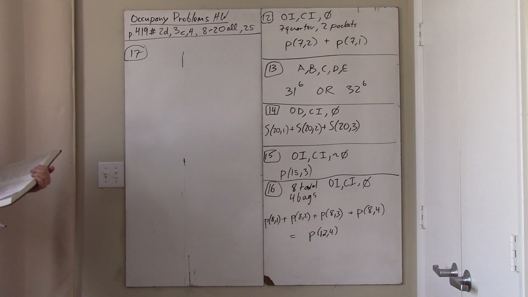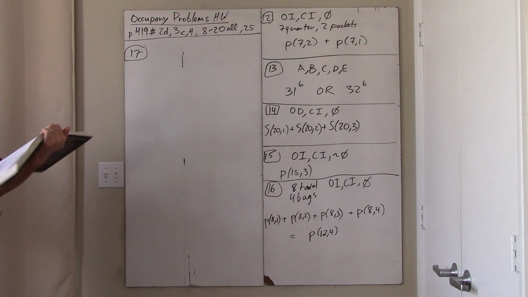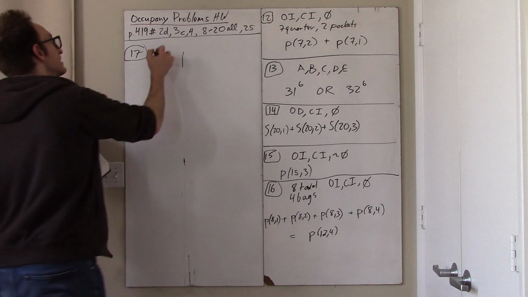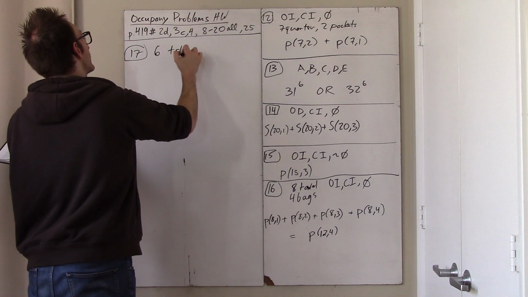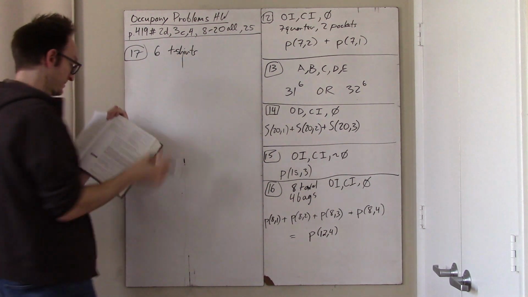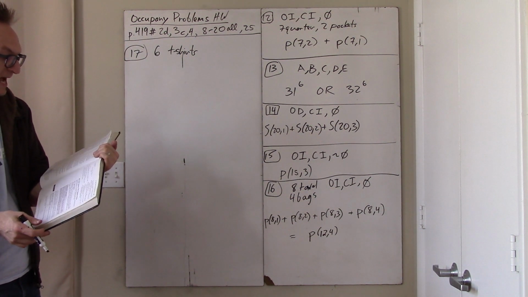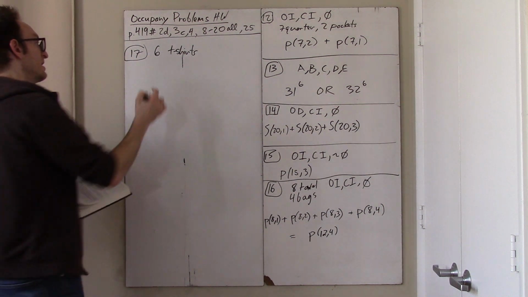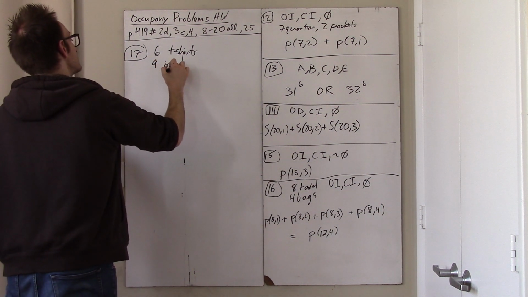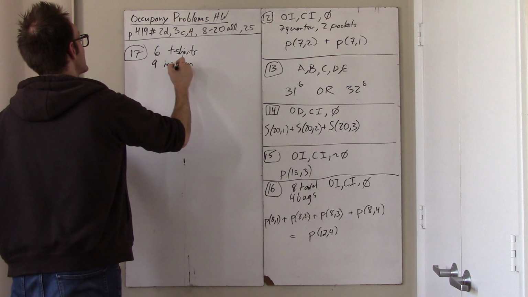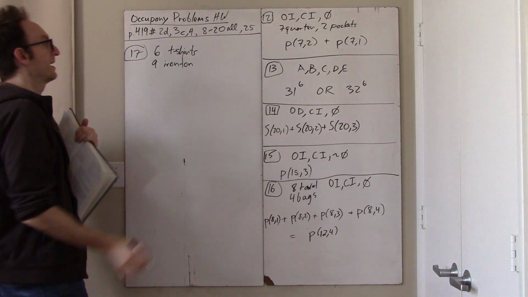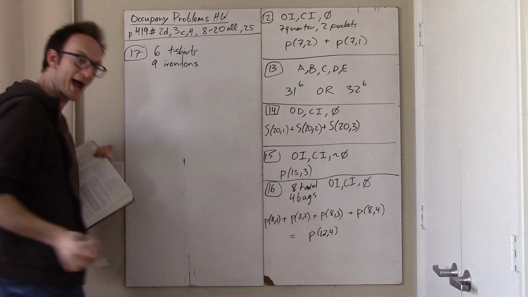17 says, suppose that you are going to design 6 blue t-shirts. Oh man. Okay, so you have 6 t-shirts. Great. You have 9 pictures that can be ironed onto the t-shirts. You have 9 iron-ons.